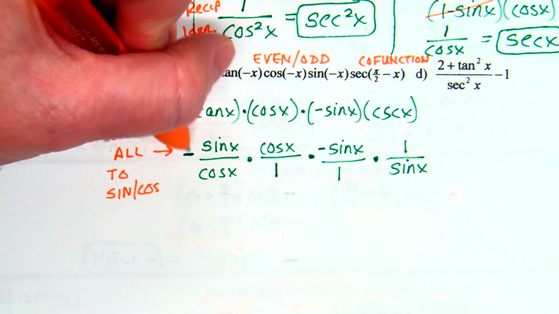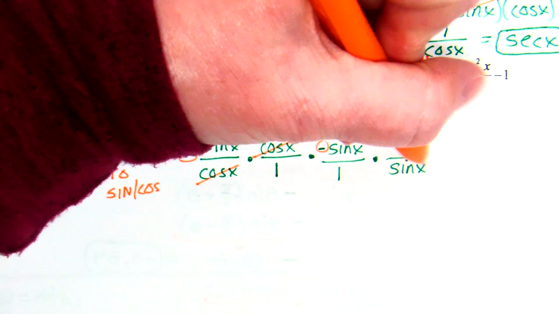Now, that one, to me, is a little easier. I saw the negatives in the parentheses and said, oh, even odds. I saw the pi over 2 minus the variable, and I said, oh, cofunction. So there's doableness there.